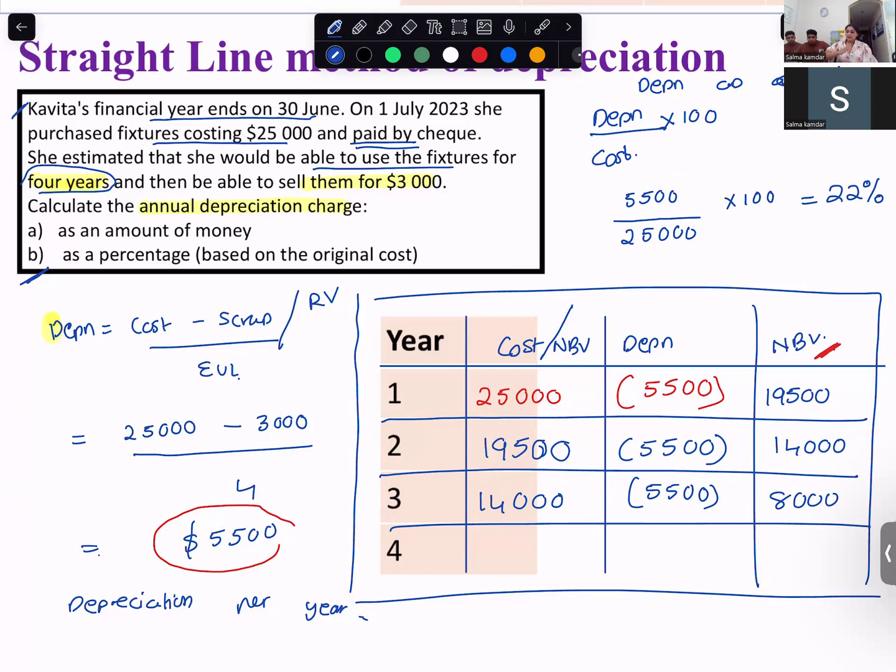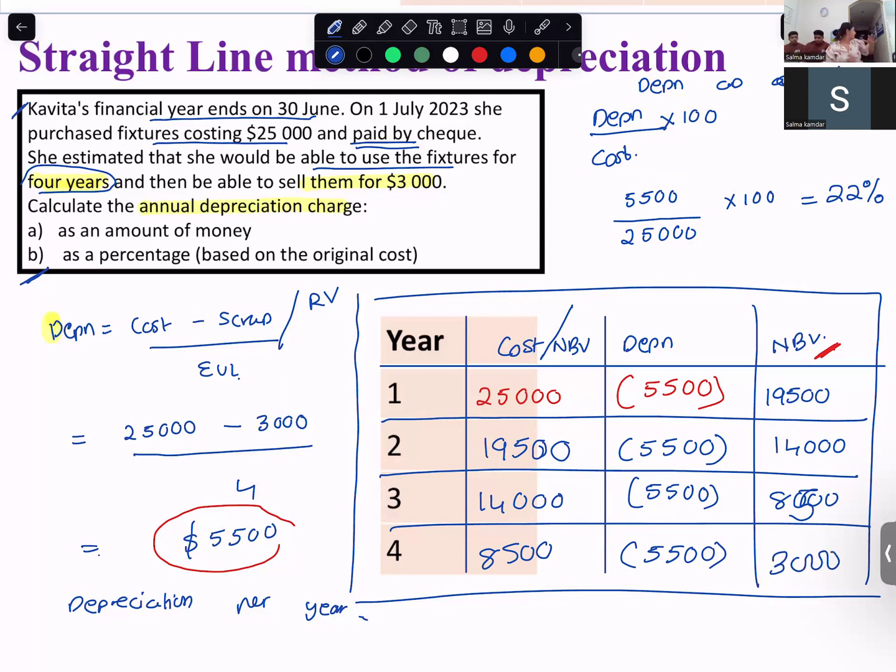In year 4, what is the book value of my asset? 8,500. What is the depreciation for the fourth year? 5,500. What is the net book value? 3,000.